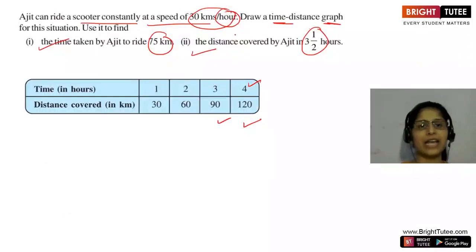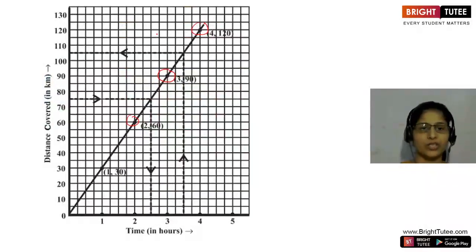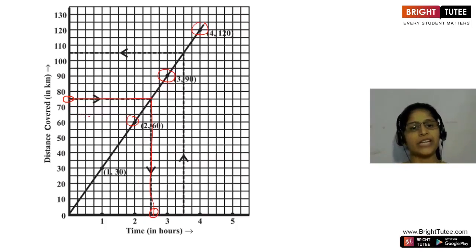Now the question that they have asked, to cover 75 kilometers. So just see, where is 75 kilometer? Here is 75 kilometer. So if he is covering 75 kilometer, on the line, drop the perpendicular. You see, in 2.5 hours, he covers 75 kilometer. The next question is 3.5 hours. So 3.5 is here. So in 3.5 hours, how much is the distance covered? We see here it is 100 and it is 110. So it is 105. So 105 kilometer he would be covering in 3.5 hours. Right.